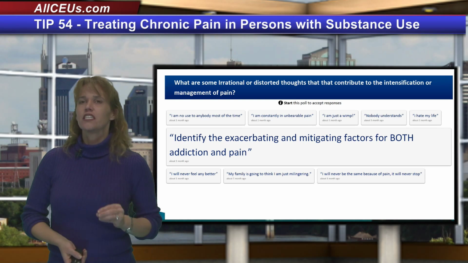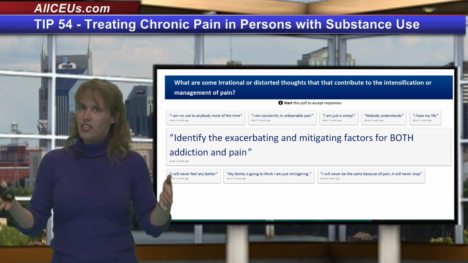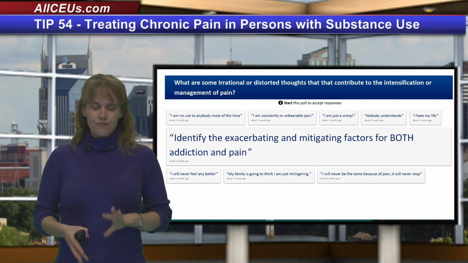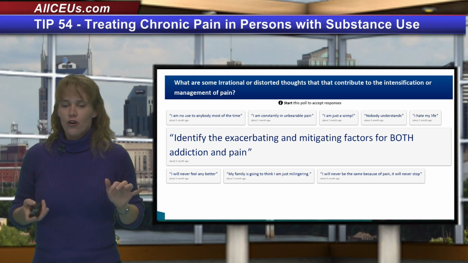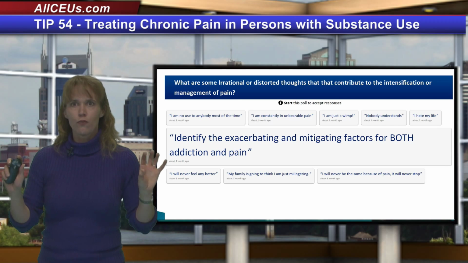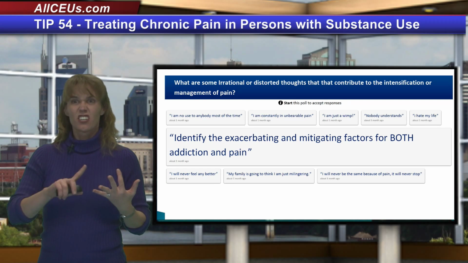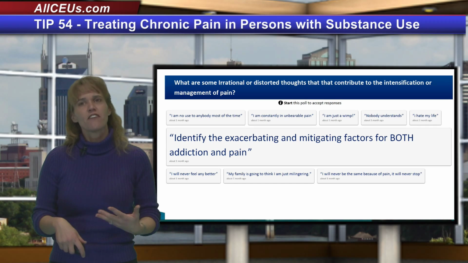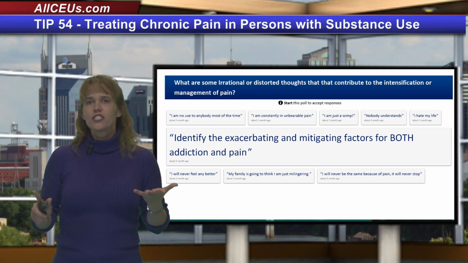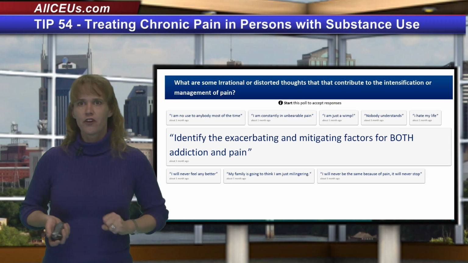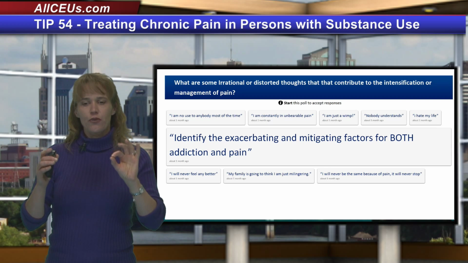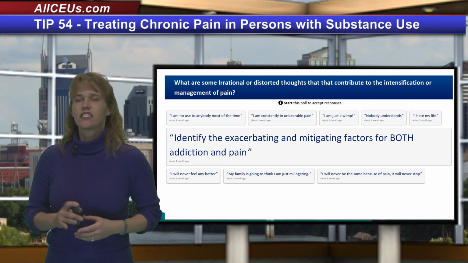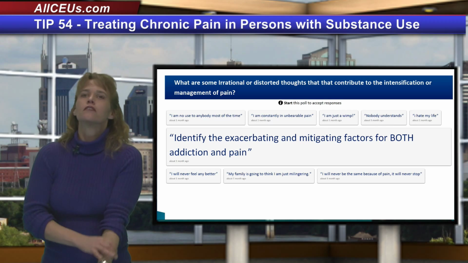"I will never feel any better." Again, another one of those cognitive distortions that has very extreme words in it. And when I work with my patients, we do focus a lot on those extreme words. Never, constantly, unbearable. We try to change those a little bit and identify exceptions. We also take the word can't out of our vocabulary and we use the word choose. I choose to focus on, instead of I can't focus on anything.